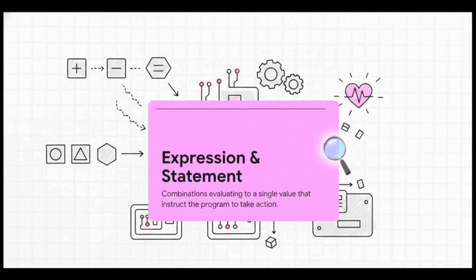So, when we combine our variables and constants with these operators, that's when the magic happens. We create expressions and statements. These are combinations that evaluate to a single value and directly instruct the program to take a specific action. This right here is the actual heartbeat of your program, where the real computational work gets done.